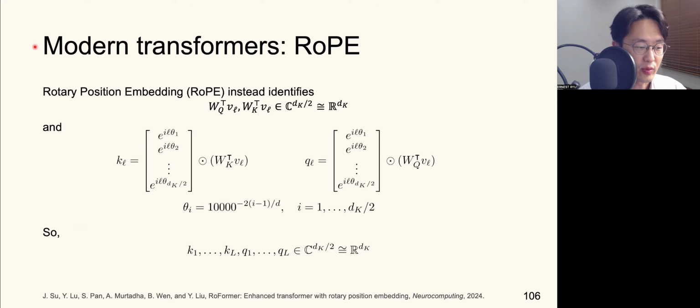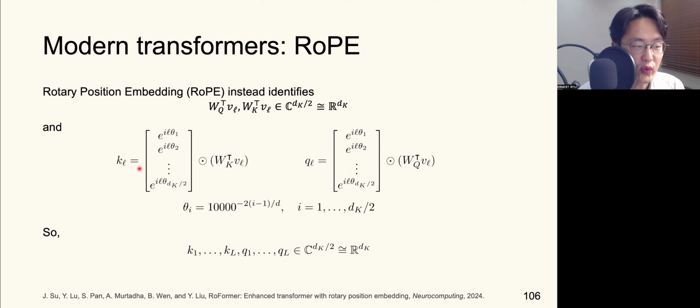A lot of modern transformers have moved away from this classical sinusoidal positional embedding and into using this newer rope embedding. Rope, which is the abbreviation of rotary positional embedding, instead considers the Q vectors and the K vectors, which are of dimension dk. It identifies these vectors as vectors of complex numbers of dimension dk over 2. Mechanically speaking, the key vector and the query vector are each a sequence of dk numbers. If we group these numbers as pairs, then we can reinterpret these dk numbers as dk over 2, half as many, complex numbers.